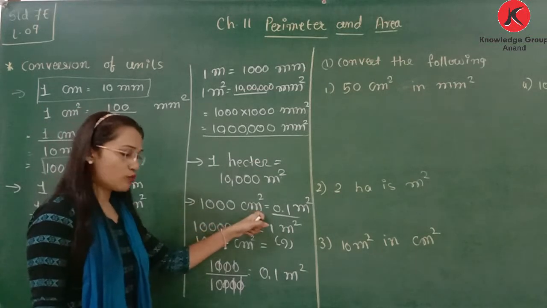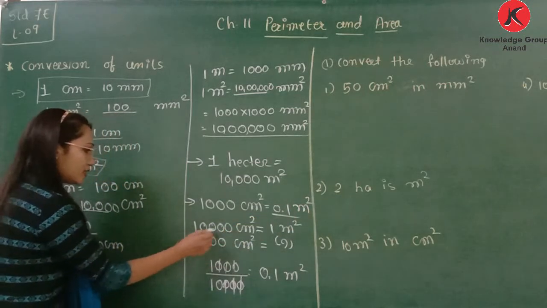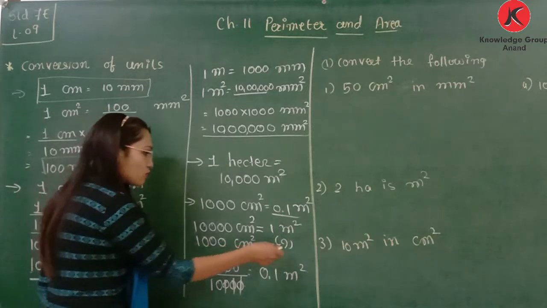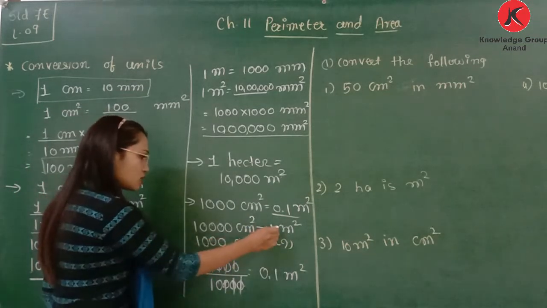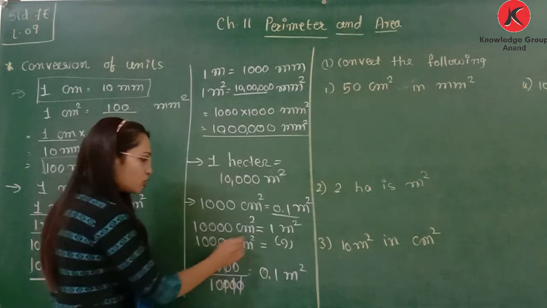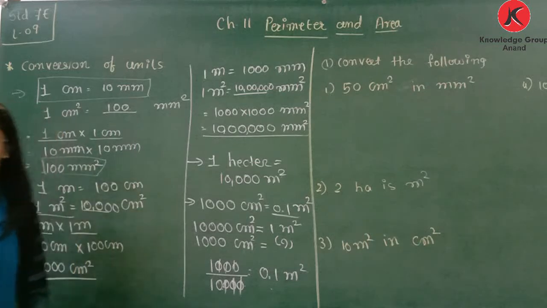1000 centimeters square is equal to blank meter square. For that you need to use 10,000 centimeters square is equal to 1 meter square. So 1000 centimeters square is equal to how much? Now 1000 is multiplied with 1, so it is 1000 divided by 10,000. That is a cross multiplication. So it is 0.1 meter square.